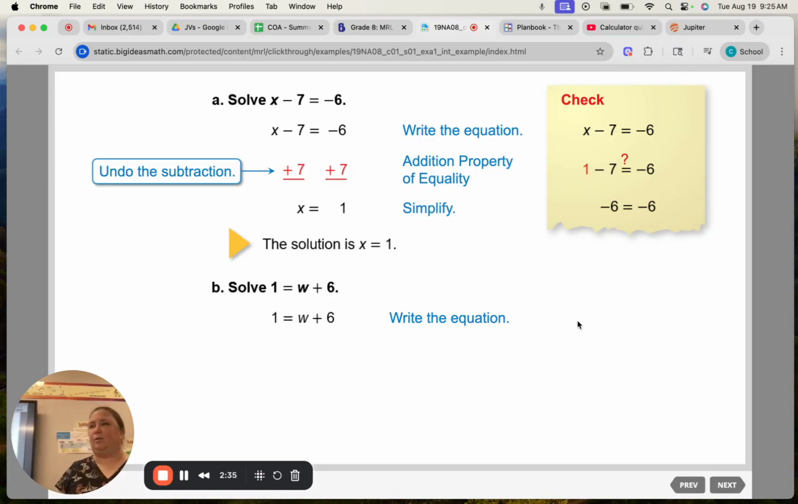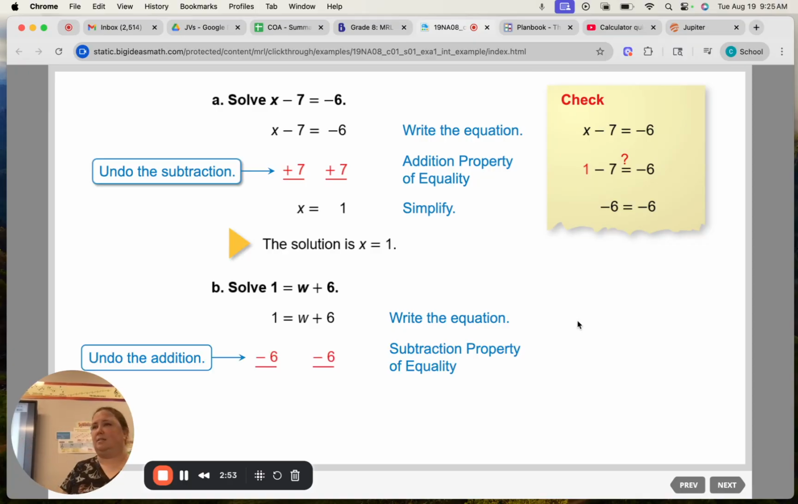We have 1 equals W plus 6. So which is the variable? W. How do I get it by itself? You do minus 6 on both sides. Minus 6 from both sides, because the 6 is what's chilling with the W. So we're going to subtract 6 from both sides. Cancels the number on the right. What is 1 minus 6? Negative 5. Now, is this correct?